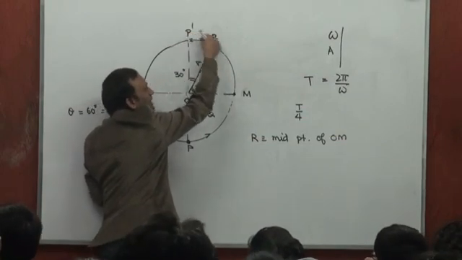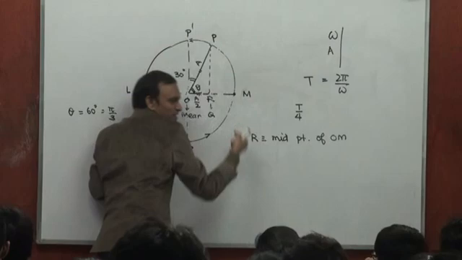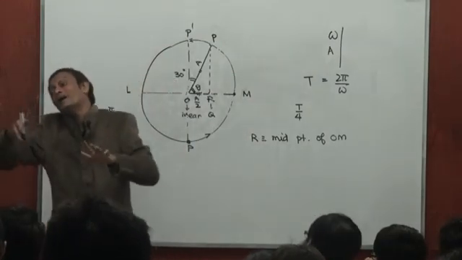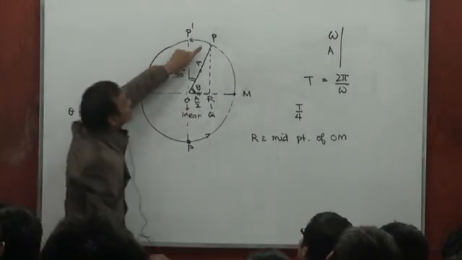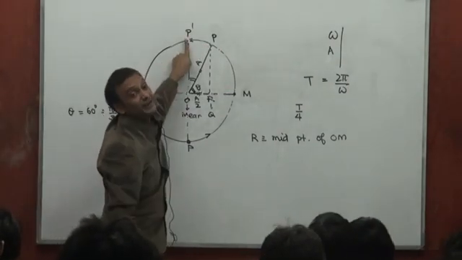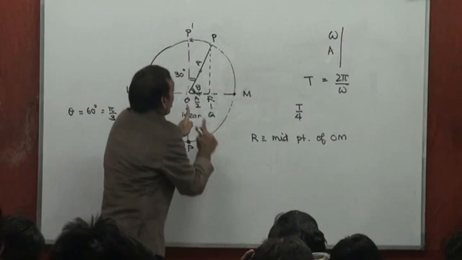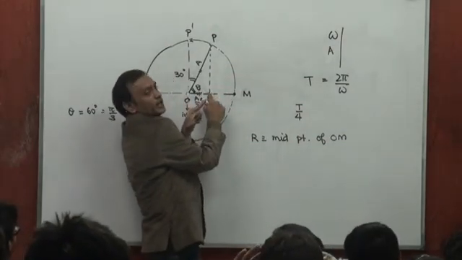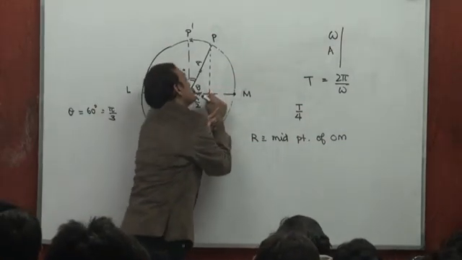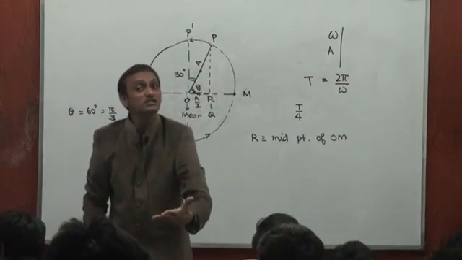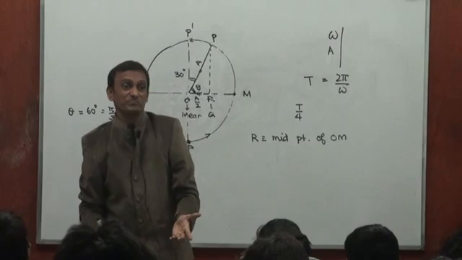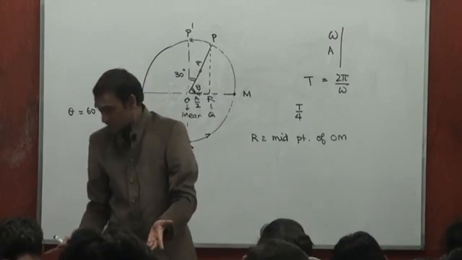Because from here to here, it's T/4, and this is 1/3 of this arc. So to describe 1/3 of the arc, the time taken would also be 1/3. So the time taken to go from P to P prime is going to be T/12, and for the oscillator, the time taken to go from the midpoint to the mean position is T/12.